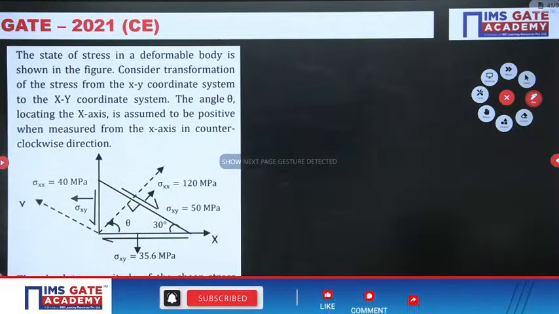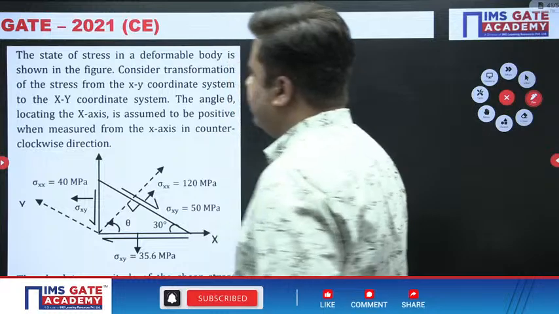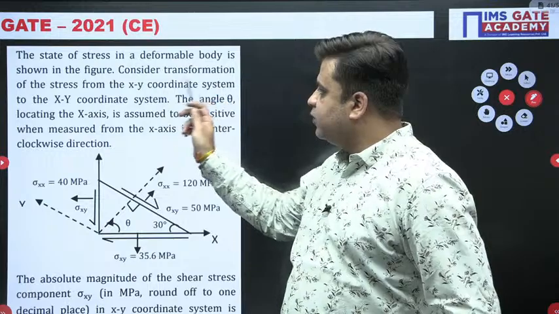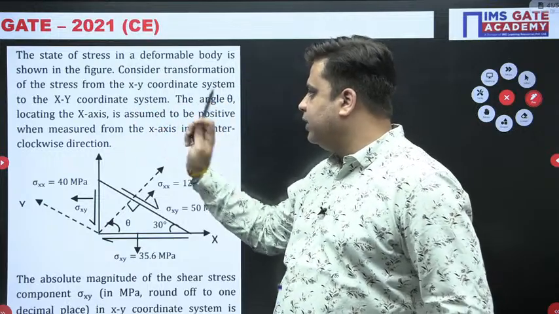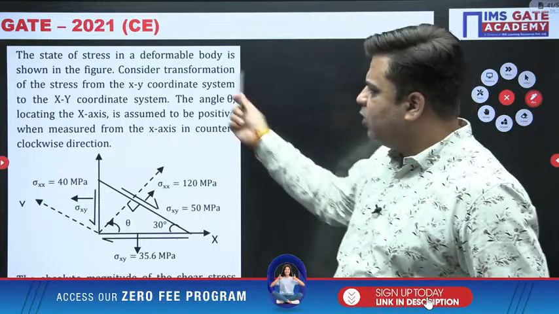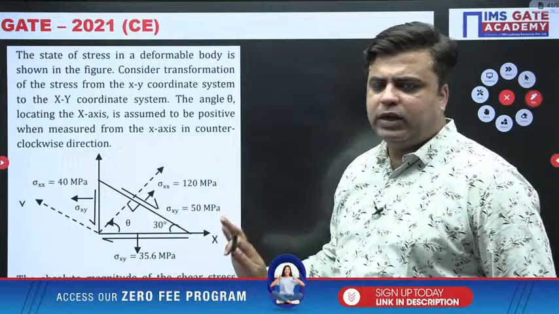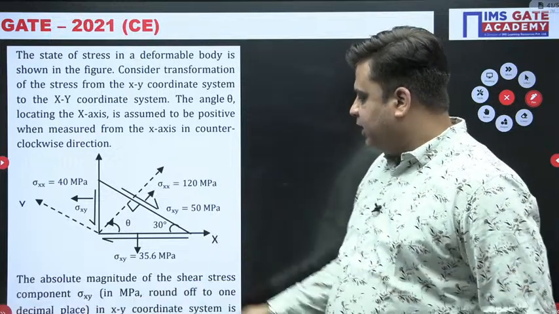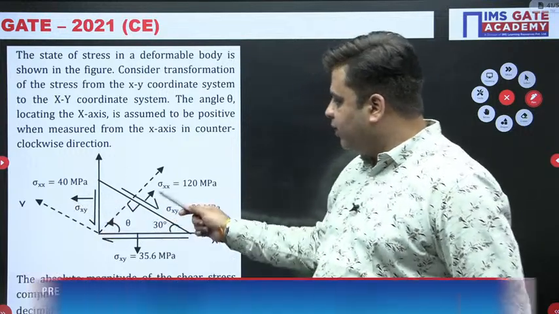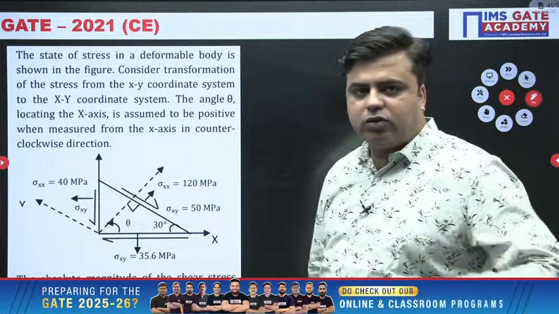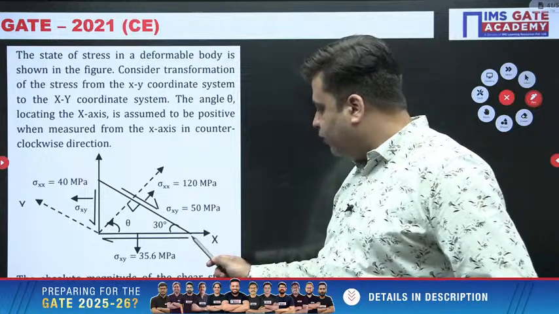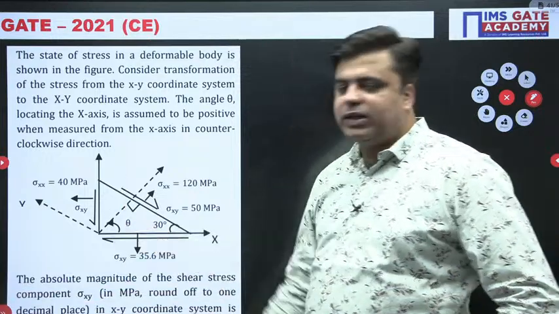Try this next question. The question is saying that the state of stress condition in a deformable body is shown in the figure. Consider the transformation of the stress from the xy coordinate system to the x'y' coordinate system. The angle theta locating the x'-axis is assumed to be positive. All this story is written to confuse you. In simple words, what they are asking is, they have given you the value of sigma y, they have given you the value of sigma x. They have given you the value of normal stress on this oblique plane, and they have given you the value of shear stress on this oblique plane, and they want you to find out the value of this tau xy.